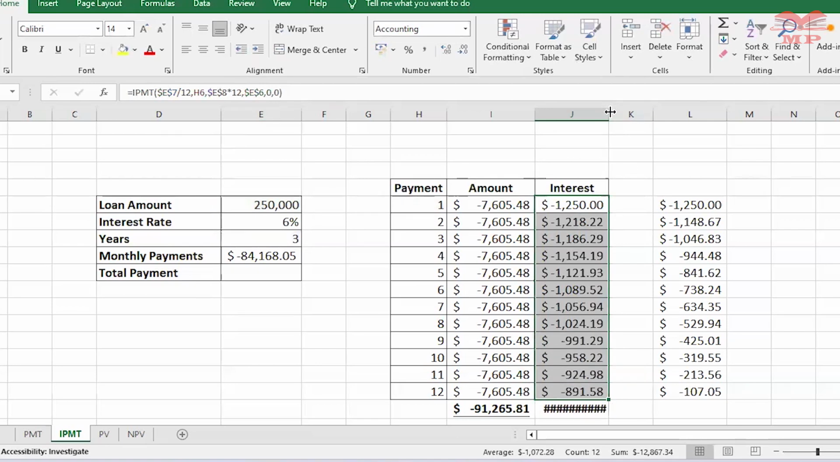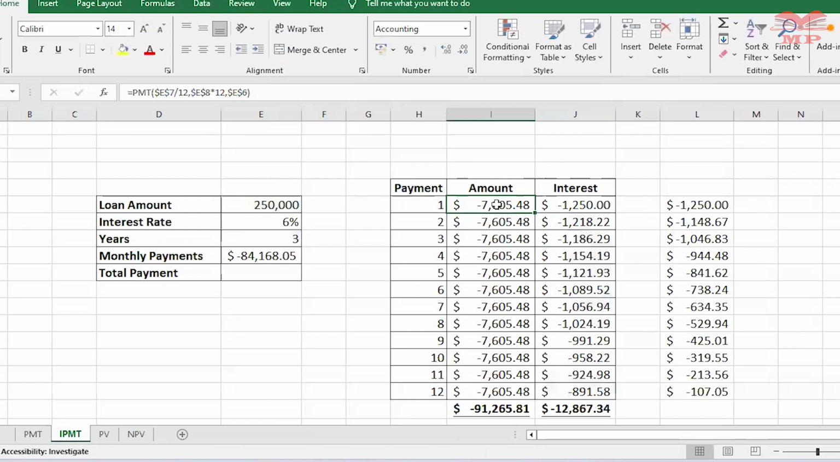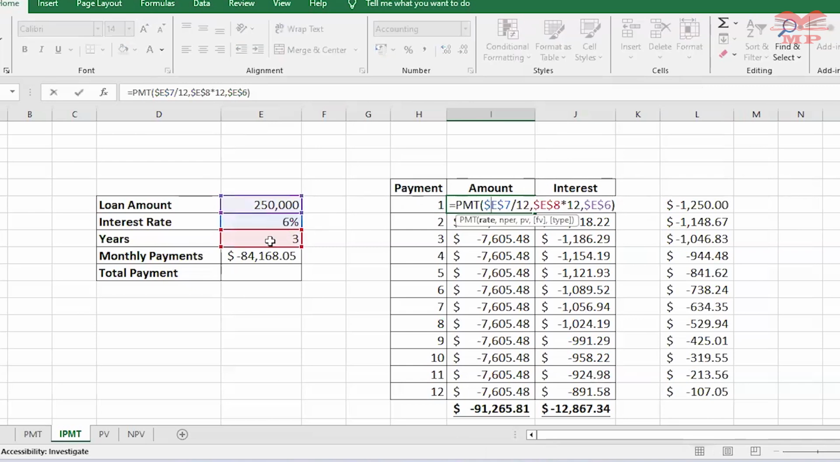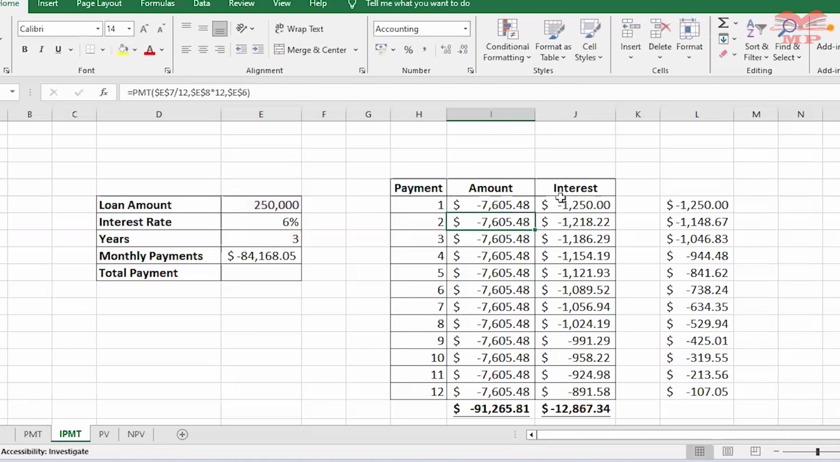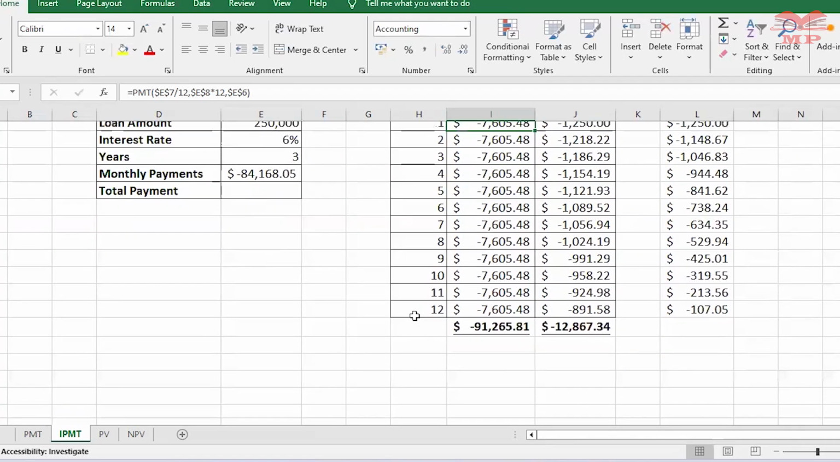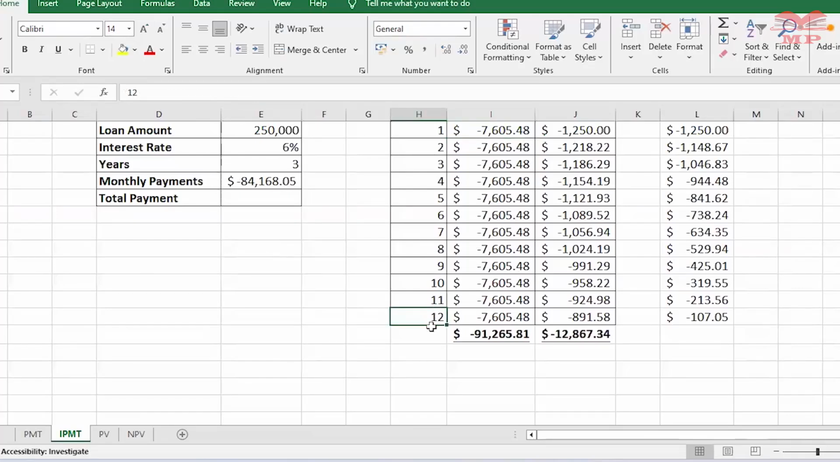Okay, let's see what else will change. So 6% per annum. I'll just change this to years, so I want to see whether it makes sense. So we have the rate, that's correct. The number of payments will be 3 times 12, and the present value will be the same. So I'll be paying, then this will change here. See, this one is 12.